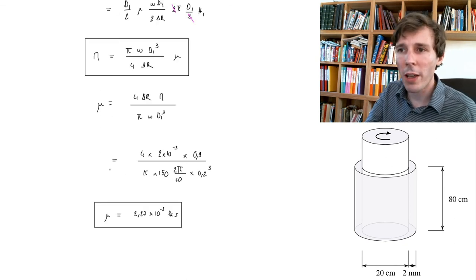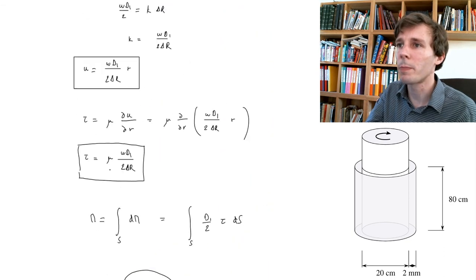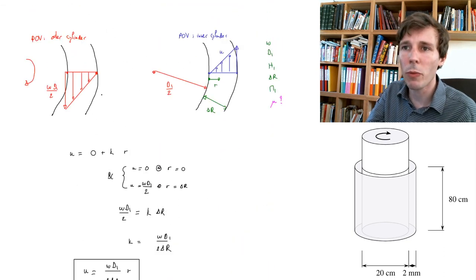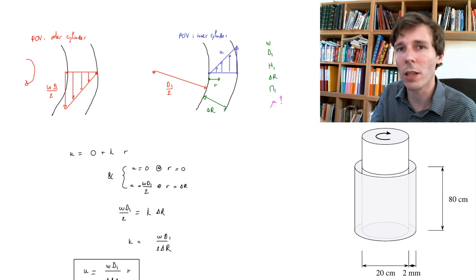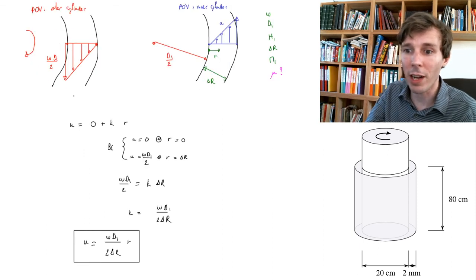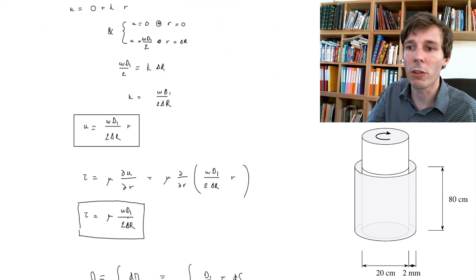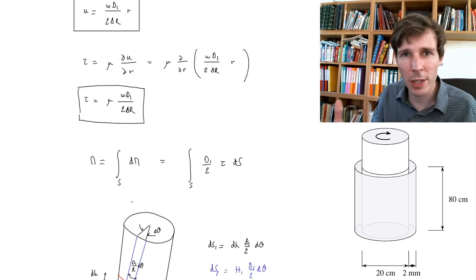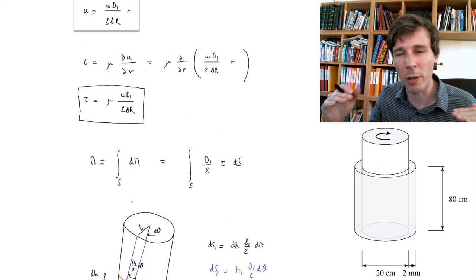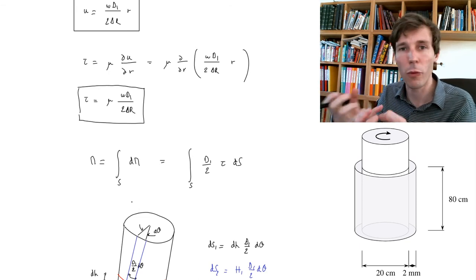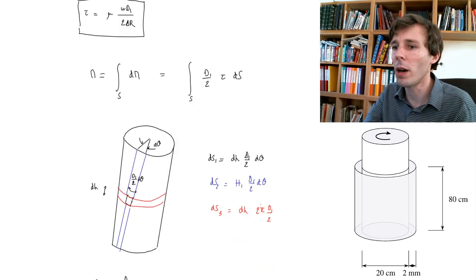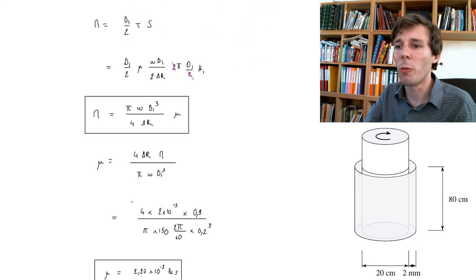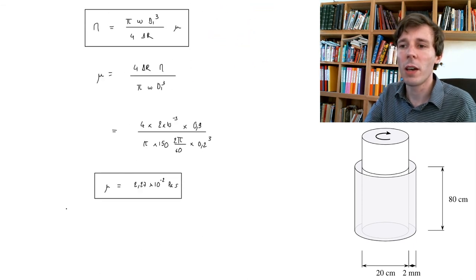So coming back through the whole process, you can see that the first step we have to do is to guesstimate the velocity distribution. Based on this velocity, we derive the shear distribution. And once we have the shear, the fluid mechanics part is done and we do the engineering part. And the engineering just adds up forces and moments. And this is how you obtain the viscosity in a simple cylindrical viscometer.